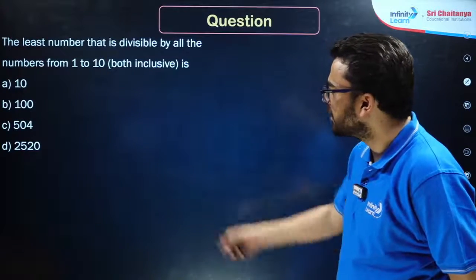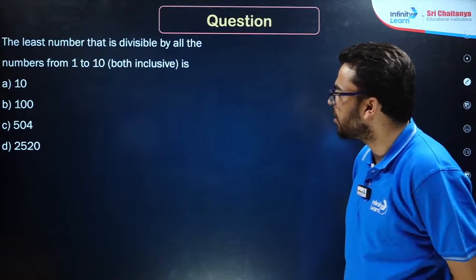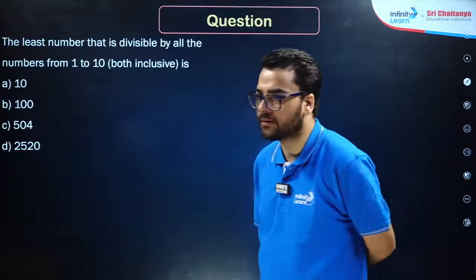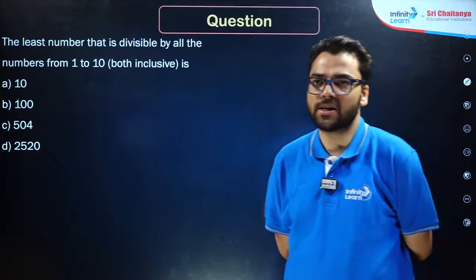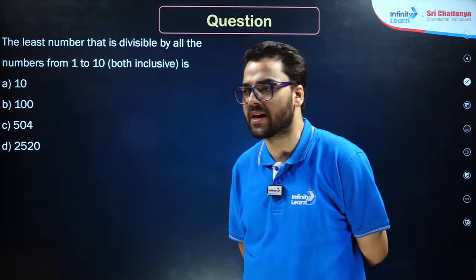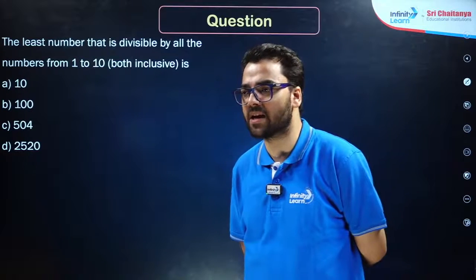ठीक है. Now can you tell me what about this question? The least number that is divisible by all of the numbers from 1 to 10 both inclusive is what? Now this is one of the standard questions. You must remember the answer to this question as well. ये एक standard question है, आपको इसका आंसर याद होना चाहिए.